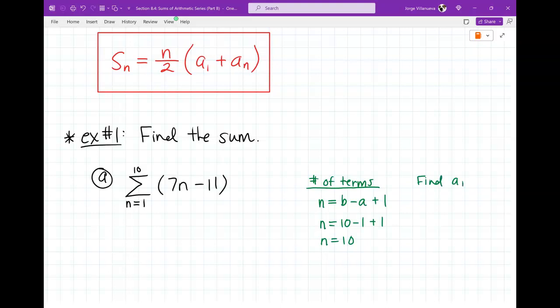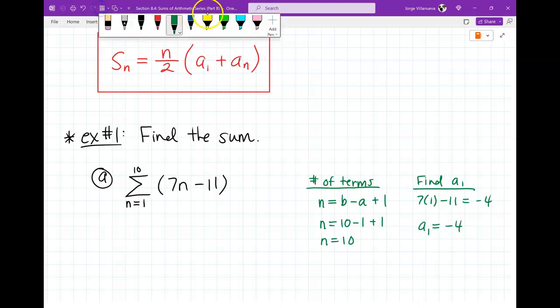So find a sub 1. To find a sub 1, what you're going to do is plug in your first n value. See how it says n equals 1? That's where you're going to start. Plug in the number where they say start. So I'm going to plug a 1 into that equation. Okay? So 7 minus 11, that's negative 4. So a sub 1 is negative 4.